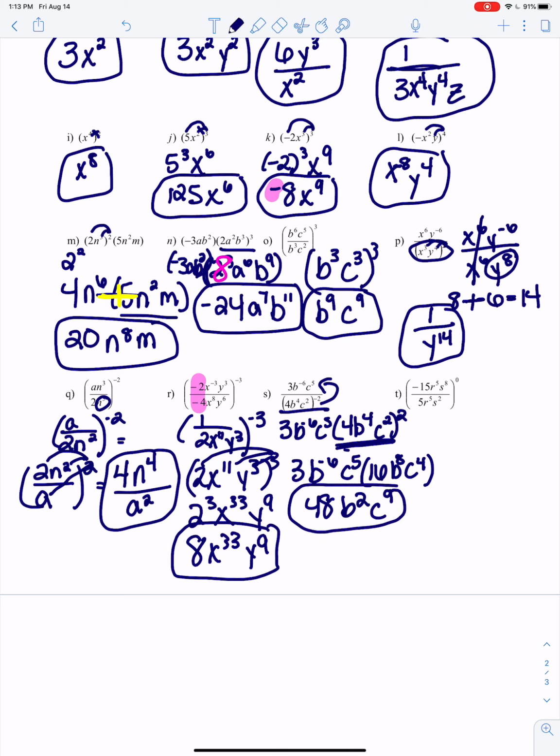All right, and then last problem, one of the easiest problems on the page. Everything in parentheses is to the 0 power, so that is going to turn into 1. And we are done.